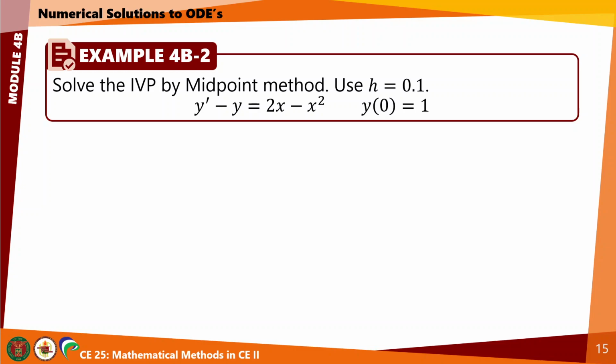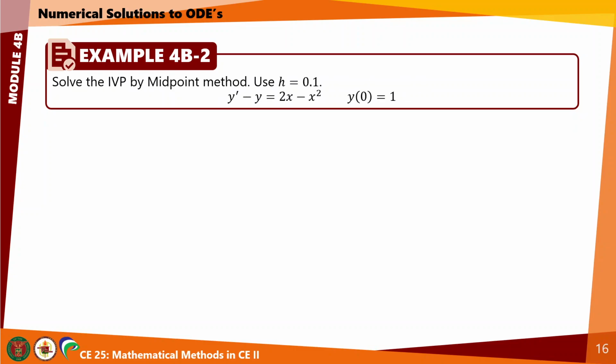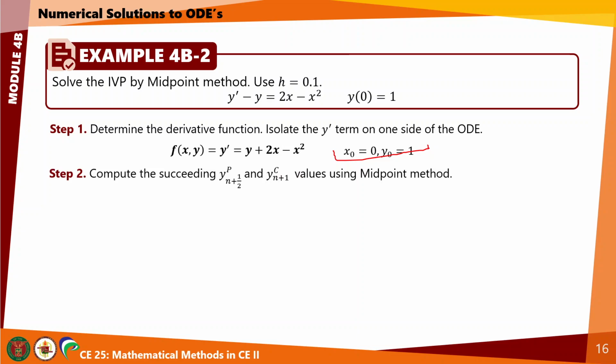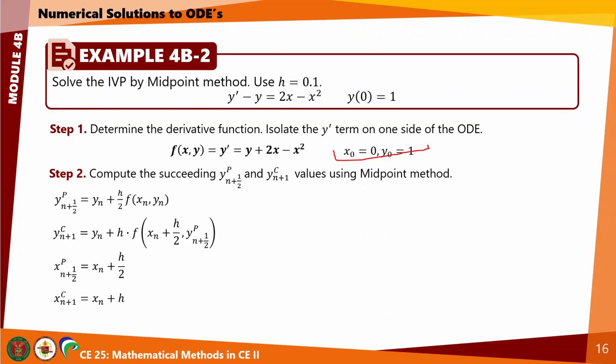Okay, again, just like with the Euler method, we start with getting or isolating the y prime to get the derivative function. Still, that's still y prime equals y plus 2x minus x squared. And your initial value should be the point (0, 1). Okay? So, after that, kaya natin isolve yung predictor and corrector values. How? Ito yung formulas natin.